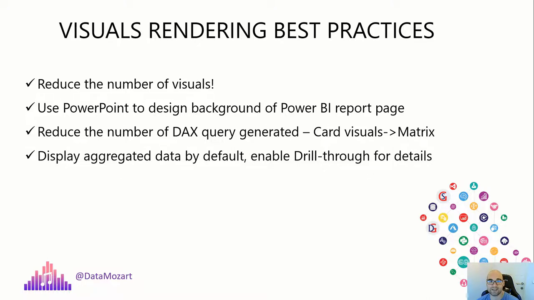VertiPaq really excels in vertical aggregations, but performs much worse on a detailed level of reporting. With that in mind, if you have, let's say, a table with 20,000 rows and some measures being calculated for each row, you should be better off keeping this high-level detail by taking advantage of the drill-through feature. So display aggregated data in the table by default and then give the user the possibility to drill through to a specific row if necessary.